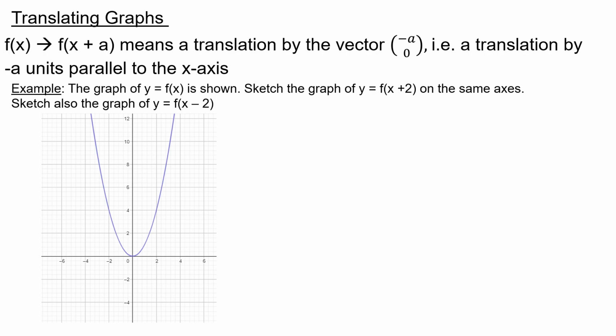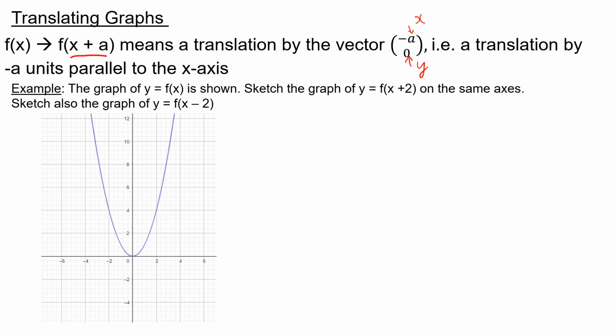The transformation of f of x to f of, so the brackets, now what's in the brackets has changed, f of x plus a, means a translation by the vector minus a, 0. Now remember, the top number in a column vector represents the x and the bottom represents the y. So all this means is shifting the graph to the left by a units. It doesn't behave as you expect. You'd think this would move the graph to the right, it moves it to the left.